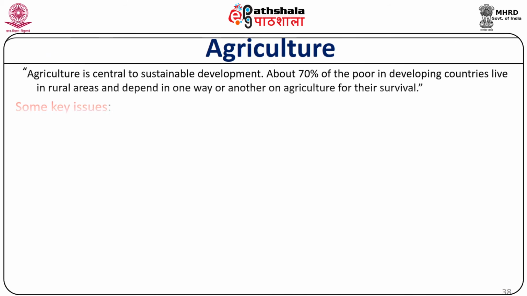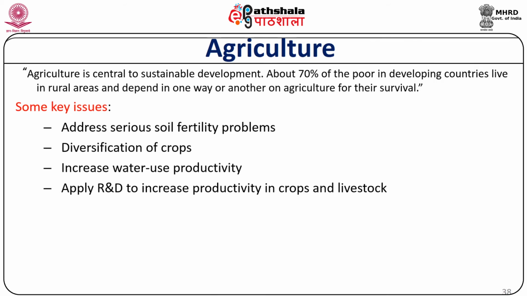Agriculture sector. Agriculture is central to sustainable development. About 70% of the poor in developing countries live in rural areas and depend in one way or another on agriculture for their survival. Some key issues are to address serious soil fertility problems. Soils are being extensively used, they are being exploited, and unless the nutrients are replenished, those nutrients will be lacking. Diversification of crops, particularly for nitrogen retention and so on, increase water use productivity, apply research and development to increase productivity in the crops and livestock.